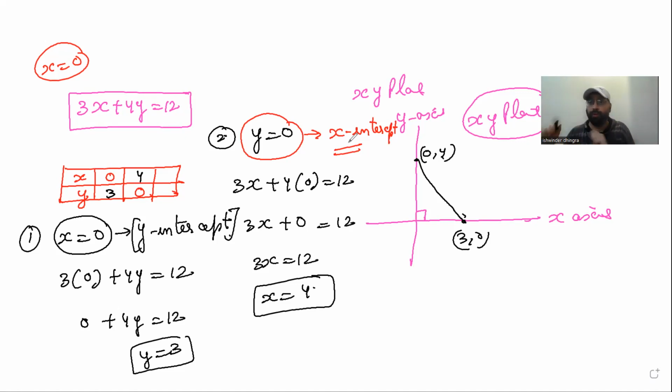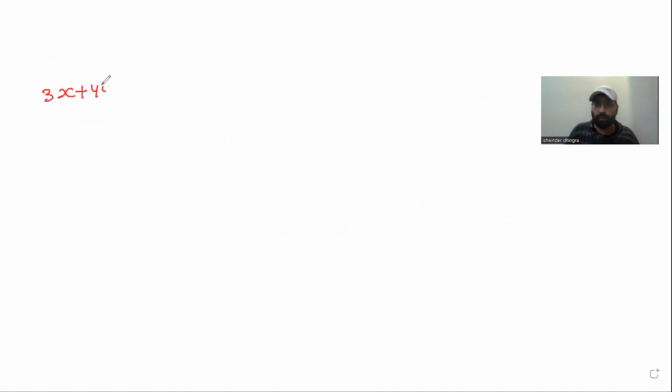Okay. Now let's move forward. Now I'll take the same equation. You guys don't need to worry. So this was the equation: 3x plus 4y is equals to 12. This was the equation we were discussing. Now let's try to express this equation in terms of x. What I mean to say is, on the left hand side I'll keep y, and on the right hand side I'll try to keep x.